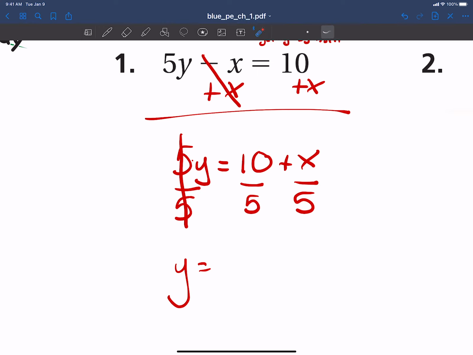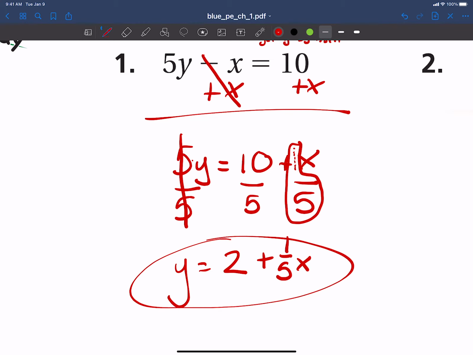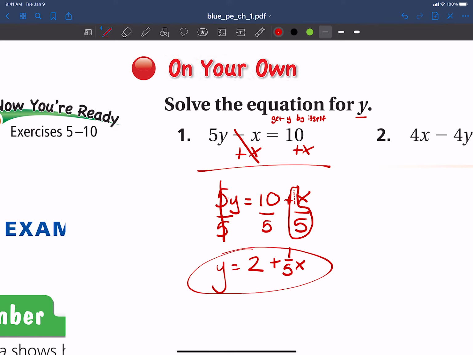Now just focus on each of these problems. This is 10 divided by 5, which is 2. This is x divided by 5. Now, what's actually in front of that x? A 1. Just leave this as 1/5 x. That's it. You are done. That's your answer. Y is by itself, and that's all we wanted. We wanted y by itself. Okay? Y equals 2 plus 1/5 x. Let's do another one.